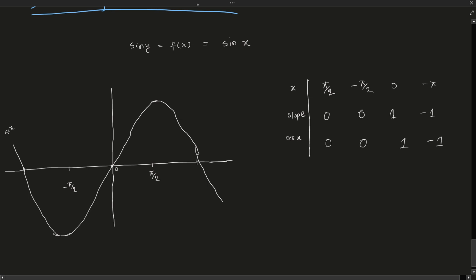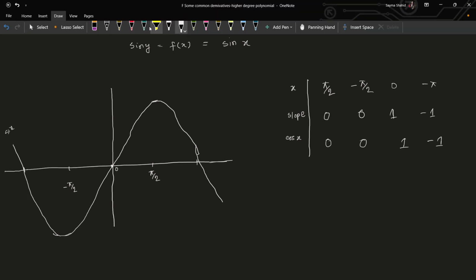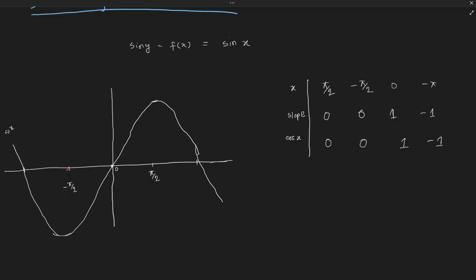So if I draw the cos part, it will come like this.